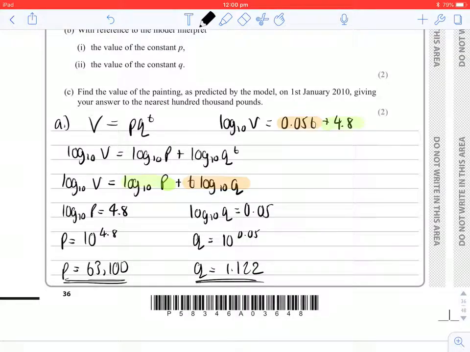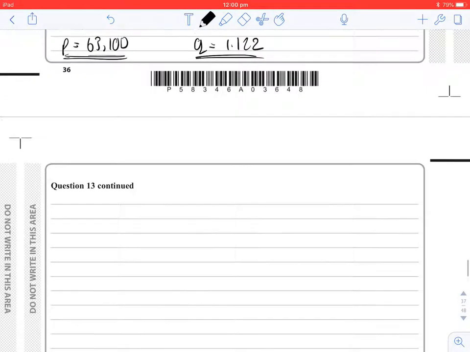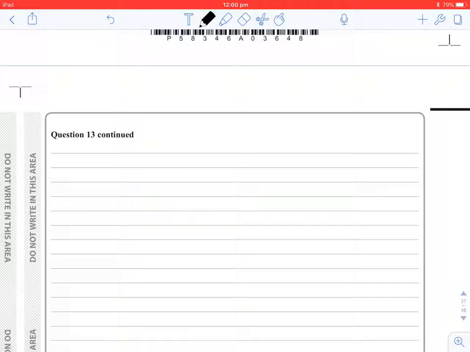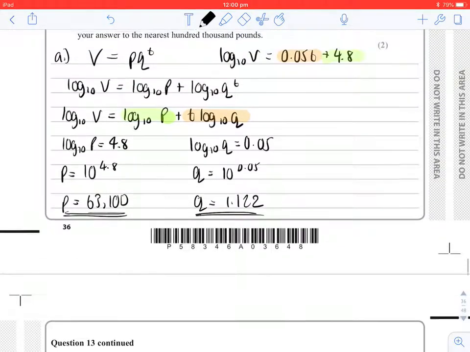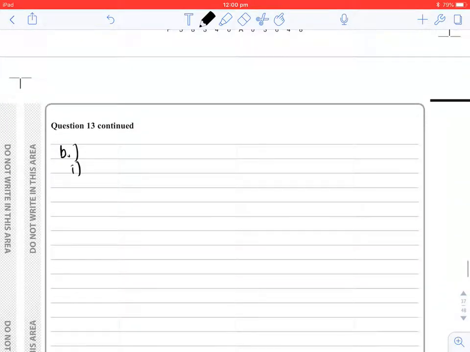to four significant figures. Now part B says, with reference to the model, interpret part 1, the value of the constant P. So looking at that linear model, the value of the constant P that we found, 63,100, is going to be the y-intercept, so that is going to be the price on the 1st of January 1980. So that is when T is 0.